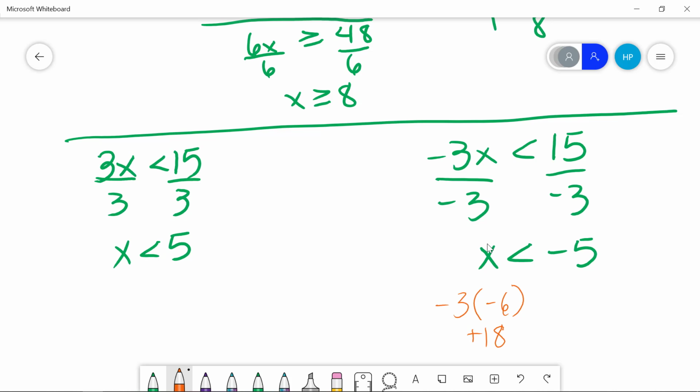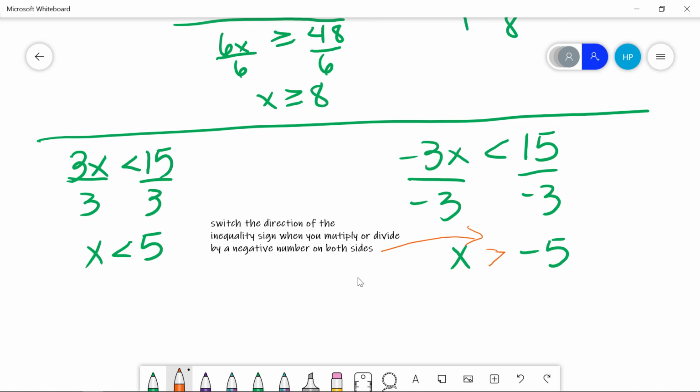So there's something funny going on here. And in order to preserve this and make sure that it still is true, when we divide by a negative, we have to switch the inequality sign. Okay, so we switch the inequality sign from a less than to a greater than, and now this inequality will work. For instance, anything greater than -5. So let's try 0. So -3 times 0 is less than 15. That's certainly true because 0 is less than 15.